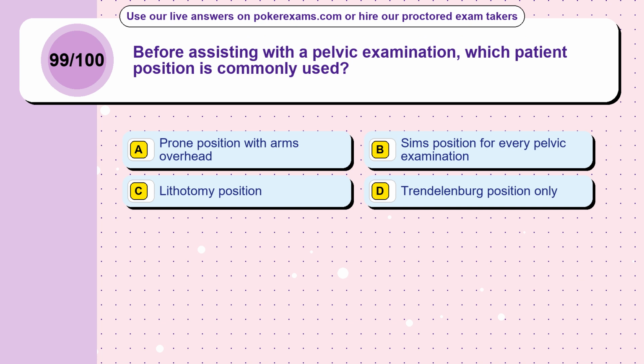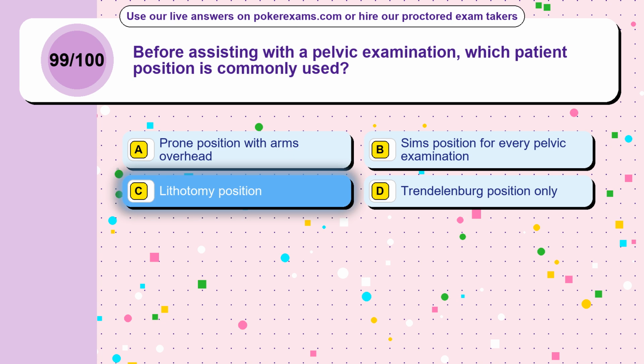Question 99. Before assisting with a pelvic examination, which patient position is commonly used? Option A. Prone position with arms overhead. Option B. Sims position for every pelvic examination. Option C. Lithotomy position. Option D. Trendelenburg position only. The correct answer is option C.